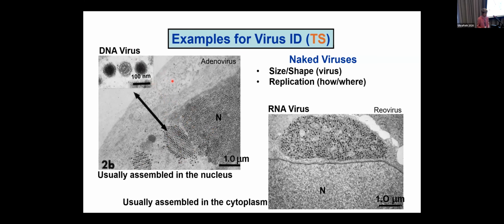So the first thing you should do if you see a virus factory, like this RNA factory in the cytoplasm, is to look in the nucleus and see if they are also there. If you see viruses in the cytoplasm and not in the nucleus, it's got to be an RNA virus.